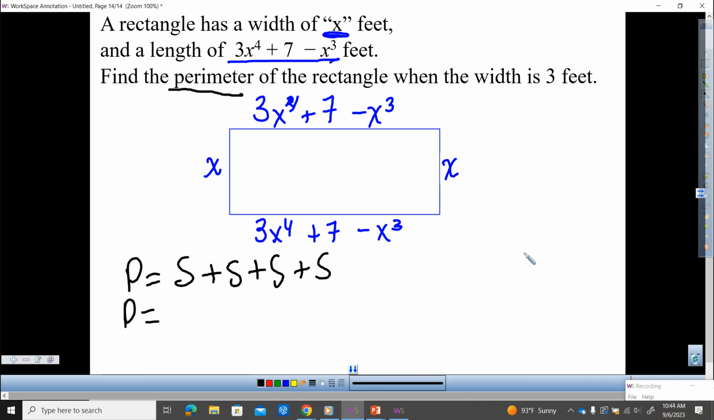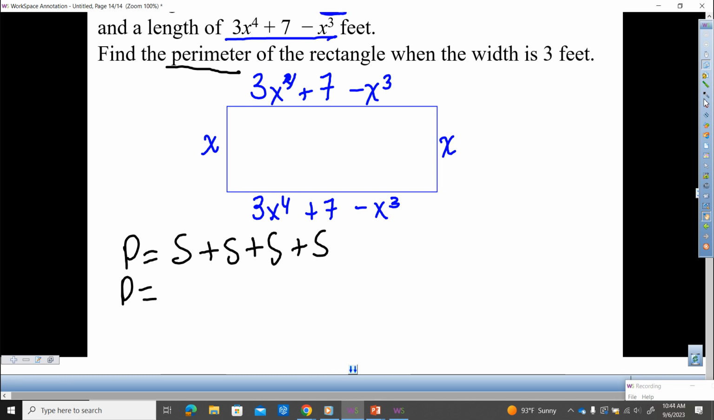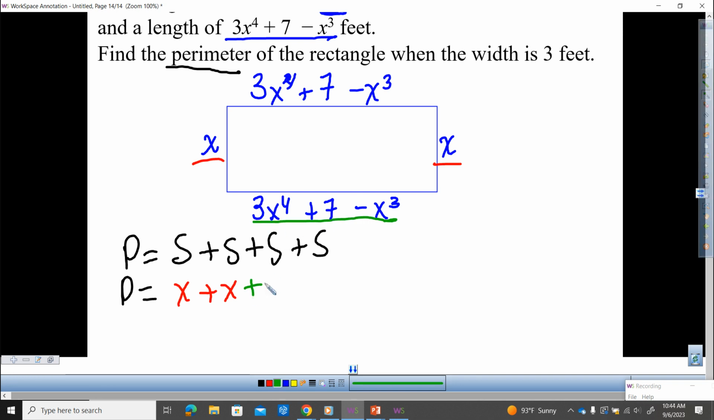Therefore, P equals. I'm going to use red for the width, this one and this one. So I'm going to write x plus x. Then I'm going to use green for the length. So we got plus, what is the length? 3x to the 4th plus 7 minus x cubed. But then I have another one, so I put plus 3x to the 4th plus 7 minus x to the 3rd. What shall we do from there? Tell your neighbor, what shall we do with all of this from there?